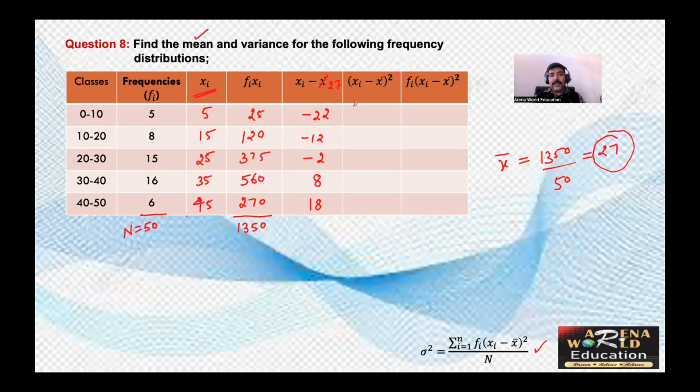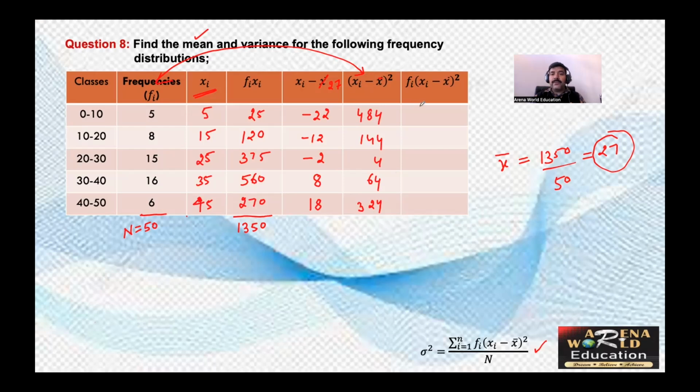So minus 22 square, this will be 484. Minus 12 square, this will be 144. Minus 2 square, this is 4. 8 square, this will be 64. And what is 18 square? This will be 324. Now we will multiply each fi with each xi minus x bar square.